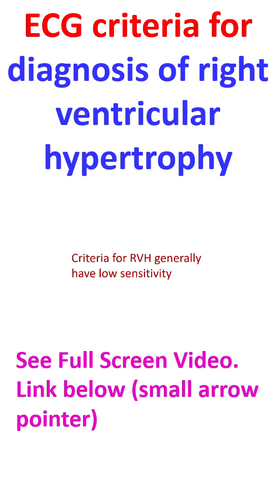Criteria for RVH generally have low sensitivity. Higher sensitivity is noted in congenital heart disease, while intermediate sensitivity is noted in adults with acquired heart disease and primary pulmonary hypertension. Least sensitivity is noted in chronic lung disease.